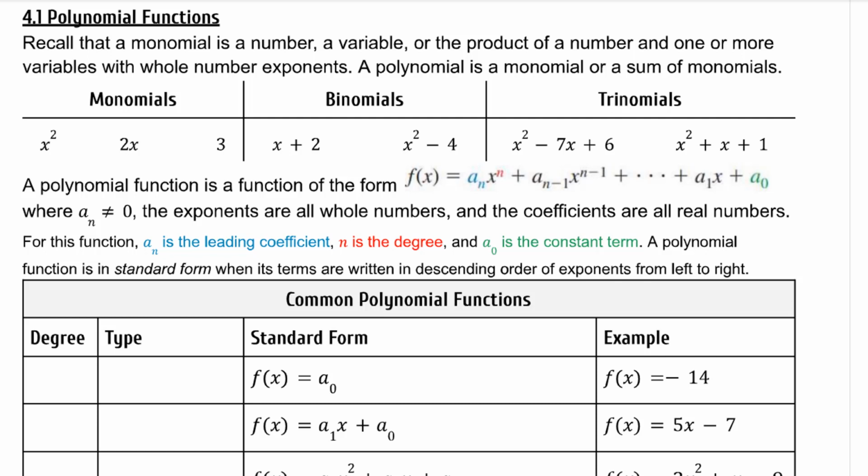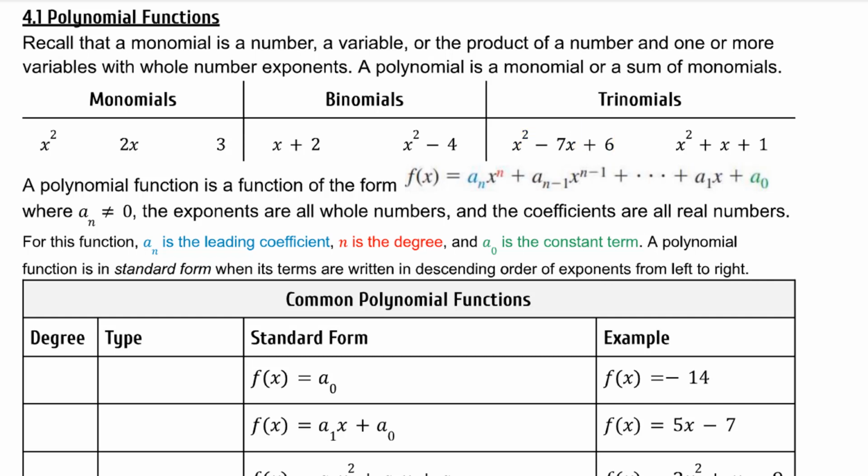is the constant term. A polynomial function is in standard form when its terms are written in descending order of the exponents from left to right. The examples above are written in standard form. As you can see, the highest exponent of 2 is first, the next exponent of 1 is next, and then 6 with no x. Degree is the greatest exponent.